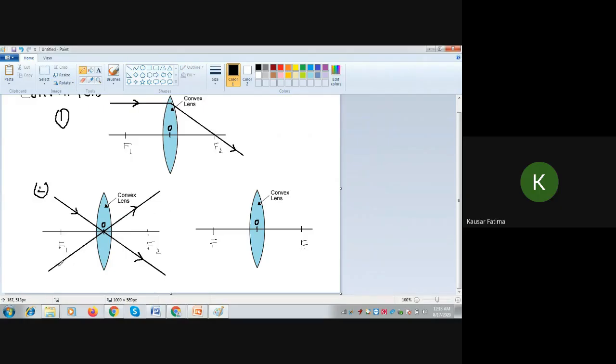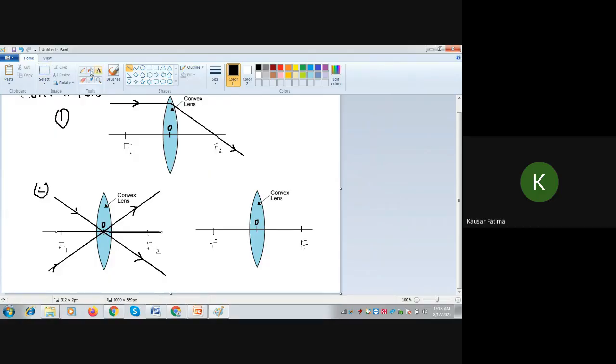The ray may come along the principal axis also. A ray may come along this line also. It will go undeviated. So I have shown here three rays striking horizontally. Horizontally it is coming towards the lens. So these are the three rays striking the lens, and none of them is deflected.